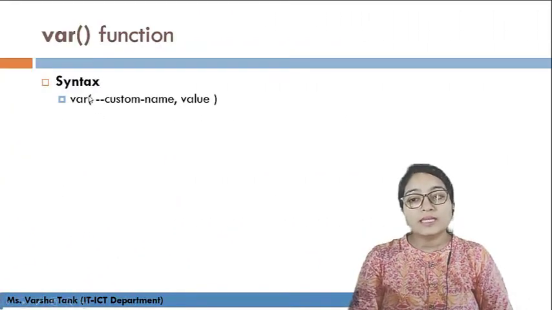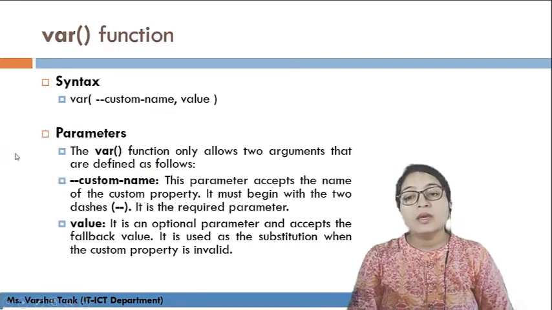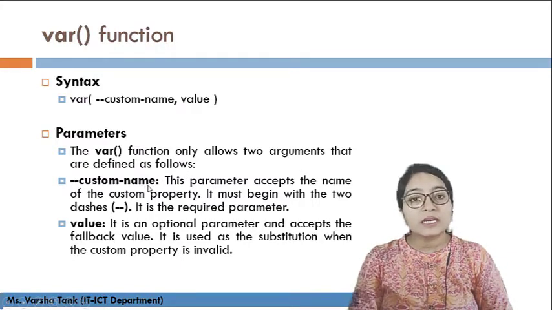So now here you can see the syntax for the variable, that is var(--custom-name, value). Now let's see what these parameters are. The var function only allows two arguments that are defined as follows. First one is the custom name. Here you can see the double dash custom name.